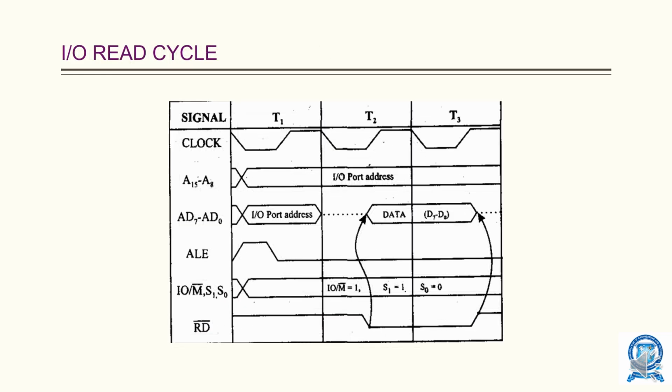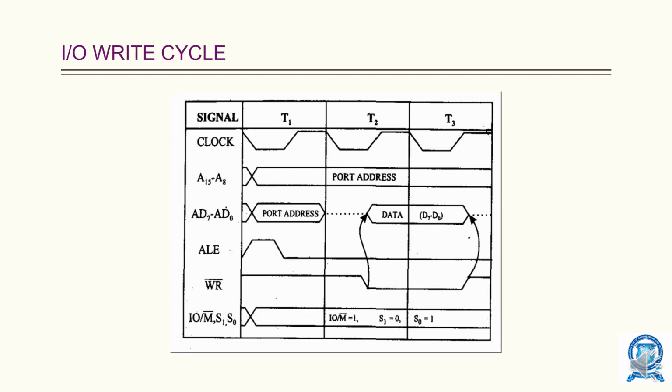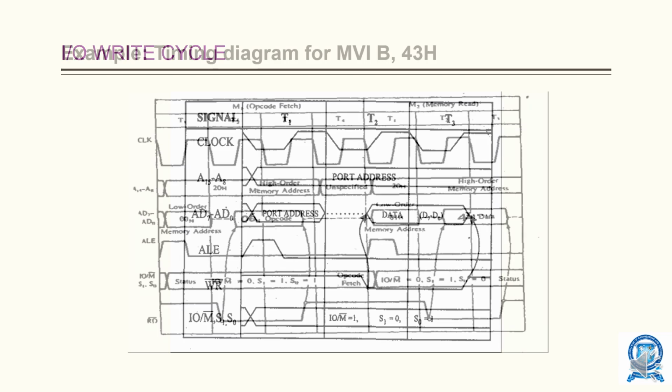The next one is the IO read machine cycle. In the IO read machine cycle, similar to the memory read machine cycle, there are no changes. Three T states will be there, and you have read. For IO write, instead of read you have write. Here the write signal is at the top, and the IO/M bar, S0, S1 are at the lower position. You can rearrange them, no issues. But anyway, the clock must be the first one.